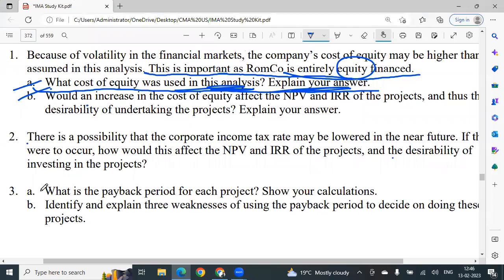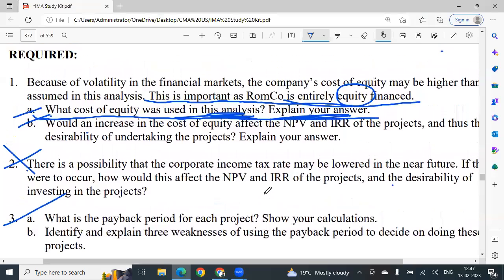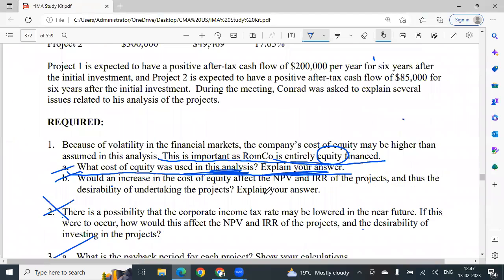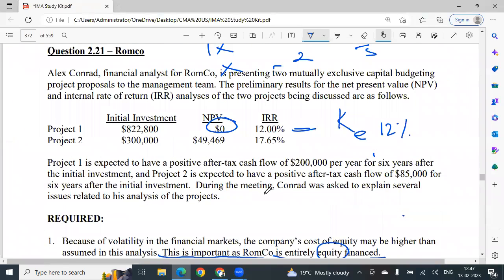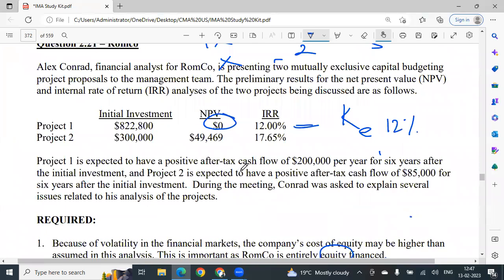Now, let us see this one. This one is complete, done and dusted. Now, in here, what is the payback period for each project? Show your calculations. Now, if you just see here, project 1 is expected to have a positive net cash flow of 200,000 per year for 6 years. It's going to have 200,000 for 6 years.